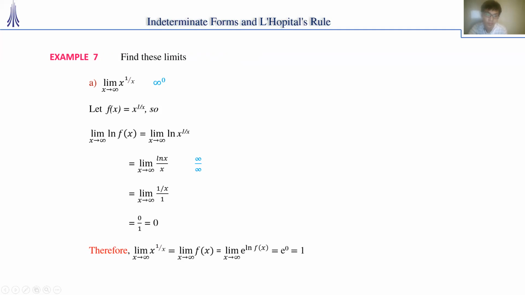Therefore, the limit as h approaches infinity of h to the power of 1 over h equals the limit as h approaches infinity of e to the power of natural logarithm of h over h, which is equal to e to the power of 0. And so we got the answer, the final answer is 1.